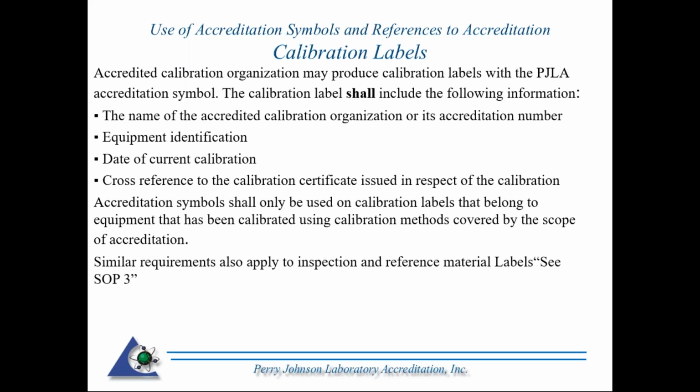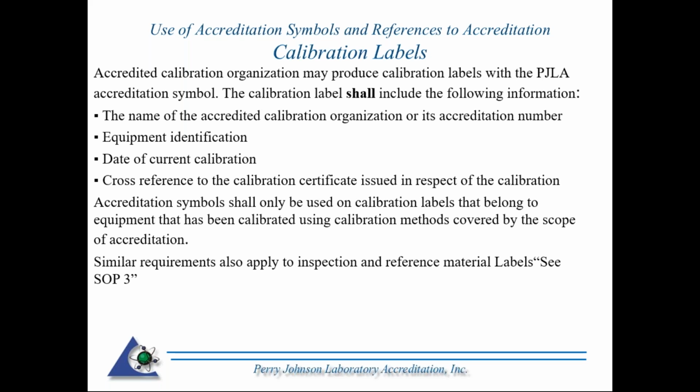So if for whatever reason the calibration lab would like to use the PJLA logo, we'd love for them to do so. But it's totally voluntary. If they do, though, they have to adhere to these requirements. The calibration label needs to include some other things here. It needs to include the name of the accredited calibration organization or its accreditation number. That accreditation number is a unique accreditation number assigned to the individual accredited organization.